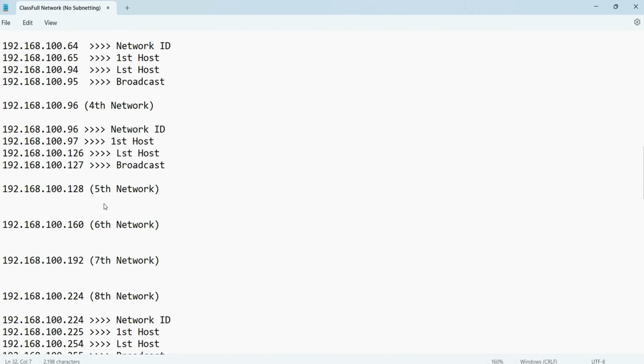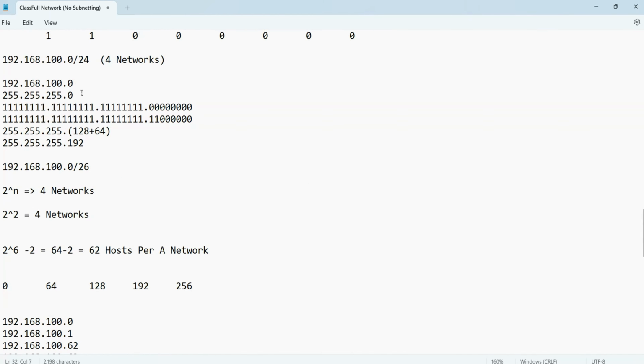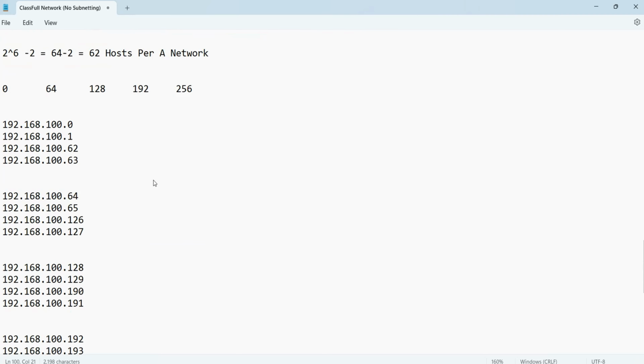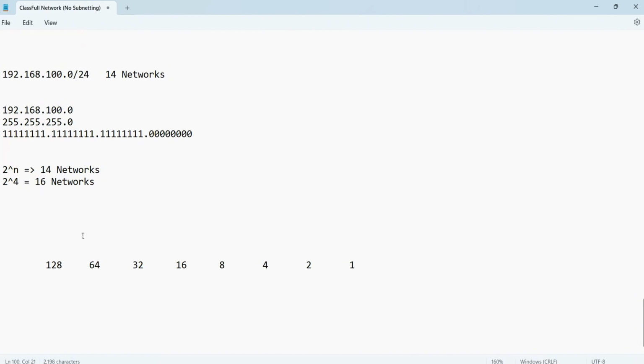For example, right over here, I'm looking for 4 networks. So I had to borrow how many bits? 2 bits. If I was looking for 3 networks, I still have to borrow 2 bits. So it doesn't have to be exactly the same, right? Okay, so I just want to make sure that's clear.